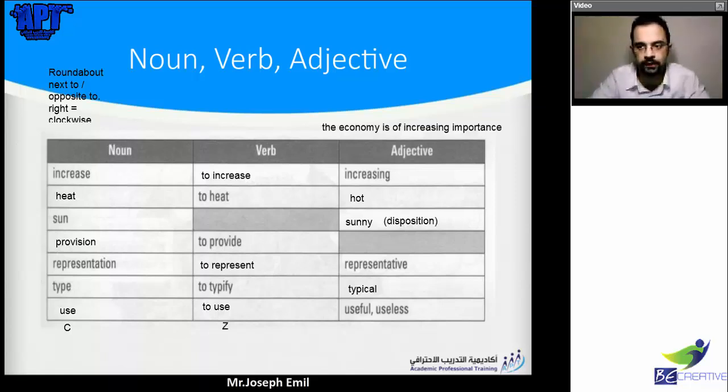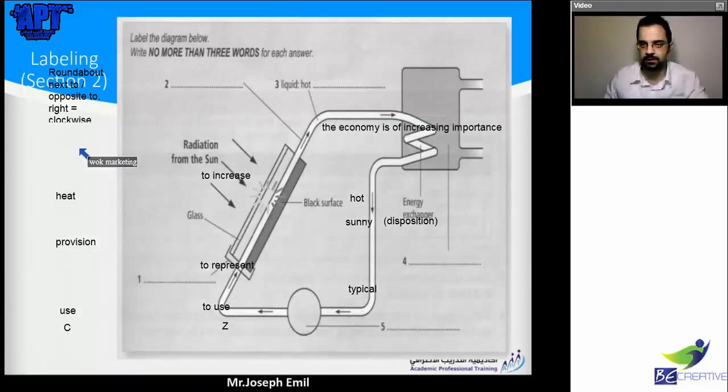The use of chemicals is dangerous. Or, I like to use my mobile in certain applications. Or, I like to use certain apps on my mobile. Use, with a Z. Okay, we're going at a very good speed now.